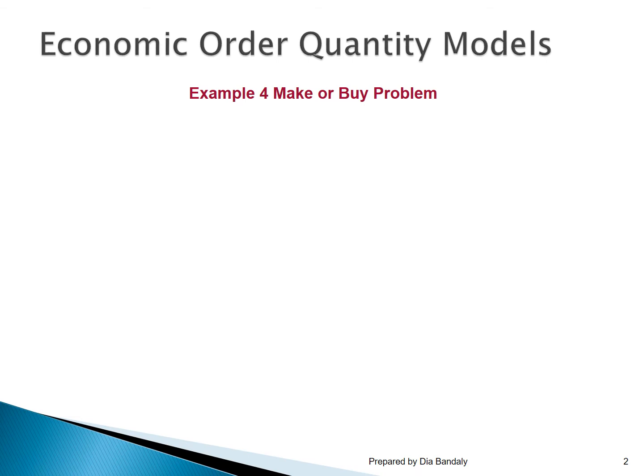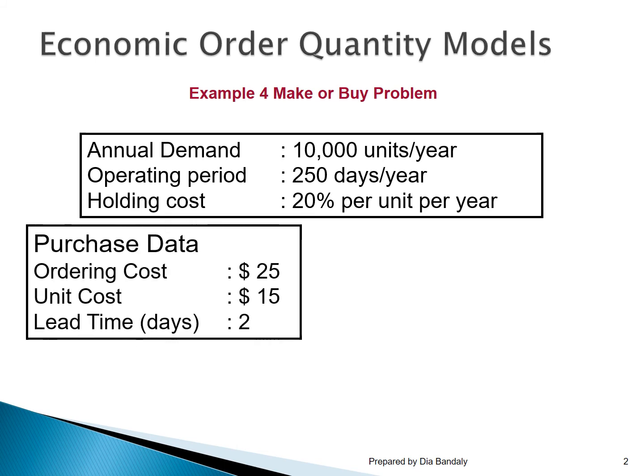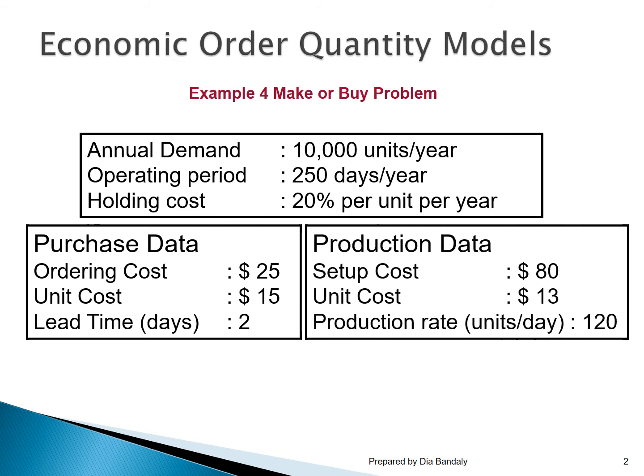So let's apply these. We are given the following. We have a firm that has an annual demand for a certain item of that much. They operate 250 days a year, and they have a holding cost given as a percentage. Remember the analogy between the holding cost and the investment. That's why this is given as a percentage. Now, if they want to order this item, this is the data available for them. And if they want to make it, this is the data available for them. And the question is, shall we make or shall we buy the units? So we will answer this question in the following slides.